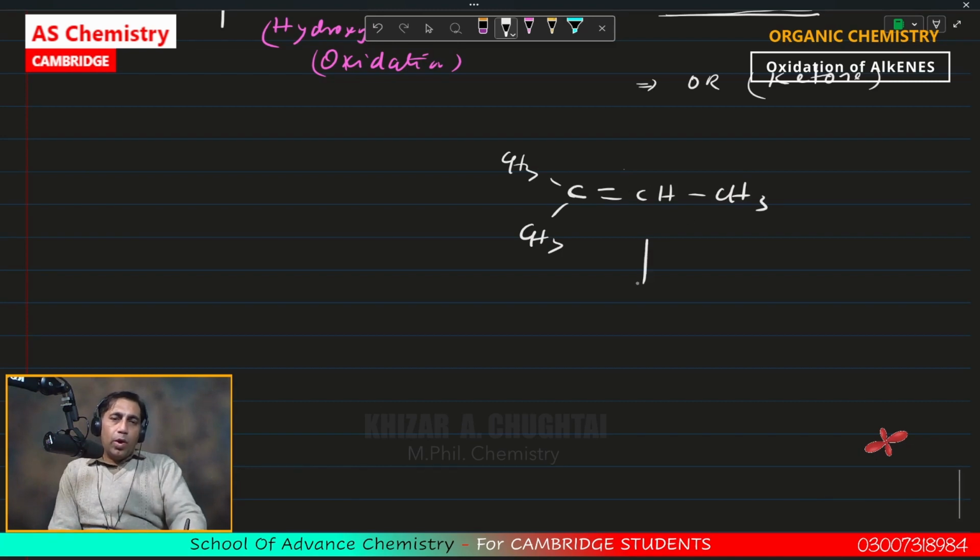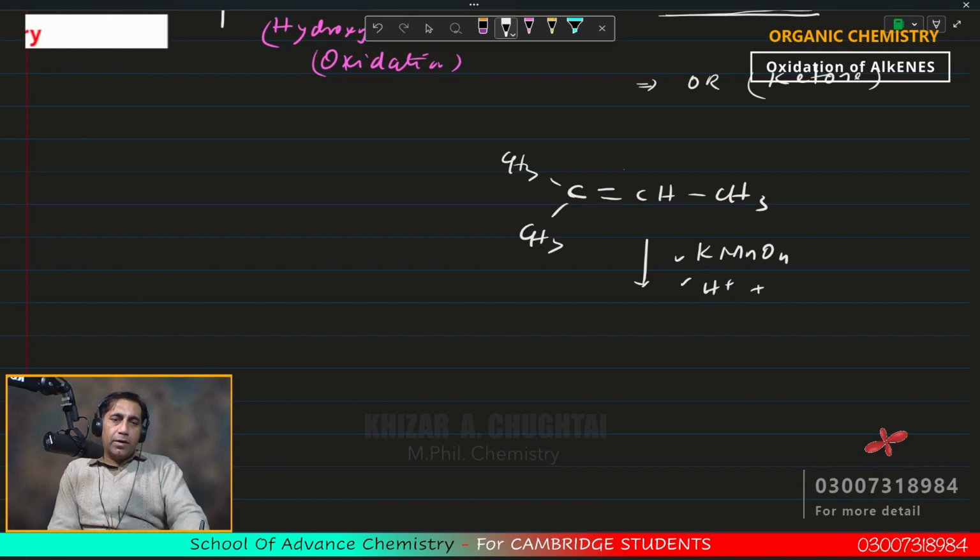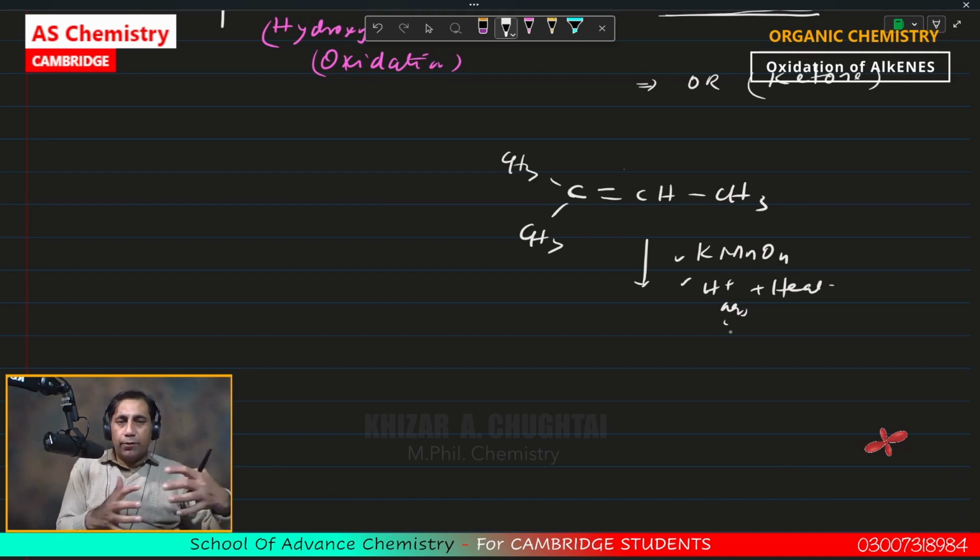So, what will be formed when I add acidified KMnO4 plus heat, aqueous acid, KMnO4 and heat? What will be formed? What to do? Let me know, please.